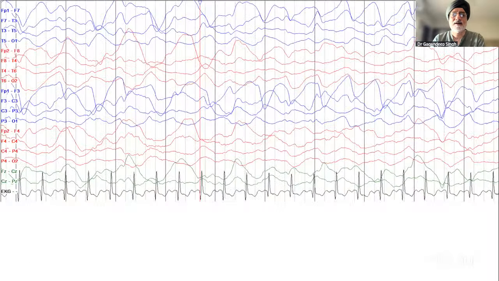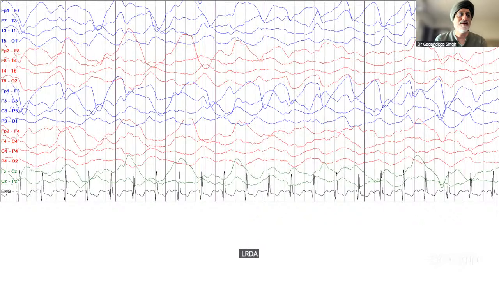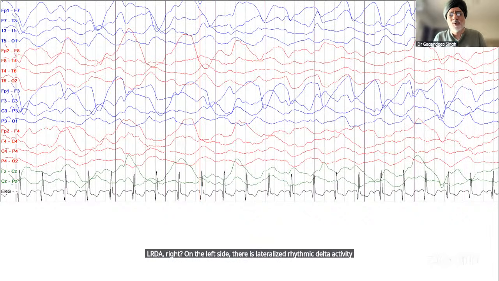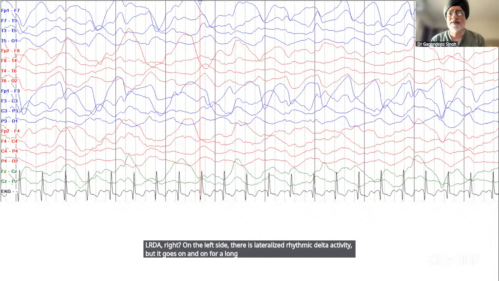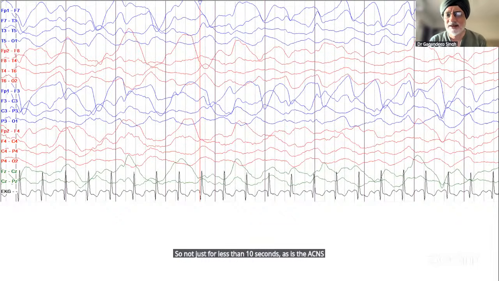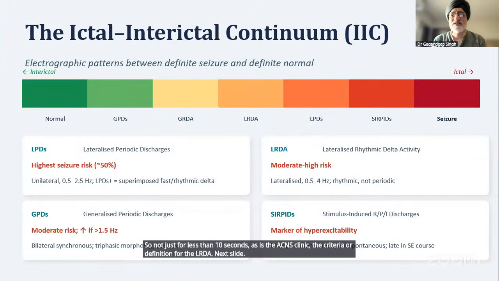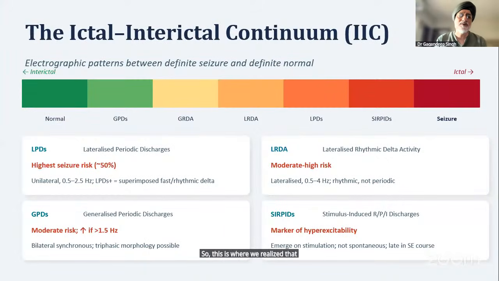Or you have something like this, right? This is a patient who has LRDA on the left side, lateralized rhythmic delta activity, but it goes on and on for a long period of time, right? So not just for less than 10 seconds, as is the ACNS criteria or definition for the LRDA. Next slide. So this is where we realize that this is all a continuum, right?